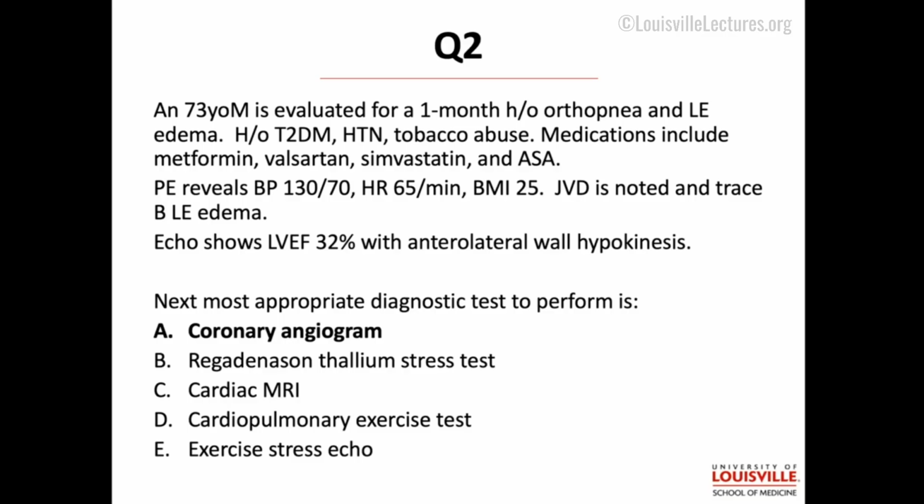So this is a patient who now is discovered to have cardiomyopathy with a regional wall motion abnormality, anterolateral wall hypokinesis. They obviously have a little bit of edema as well and some volume overload. And the question is, what kind of diagnostic test should you perform? So you'll notice that several of these, like exercise stress echo, a regadenoson thallium stress test, or angiogram, are all trying to get at the question, does this person have ischemic cardiomyopathy?